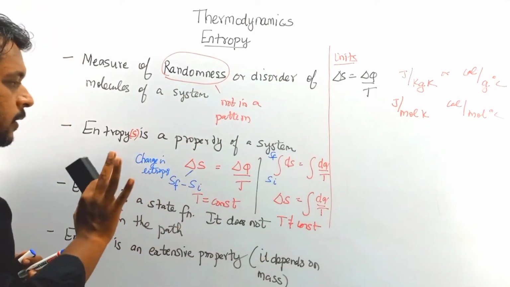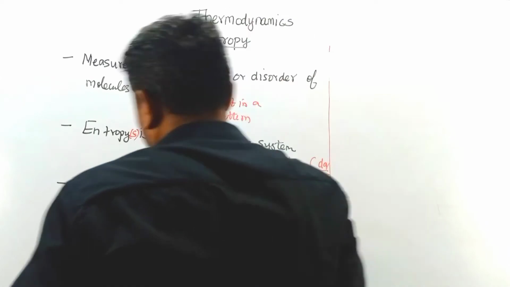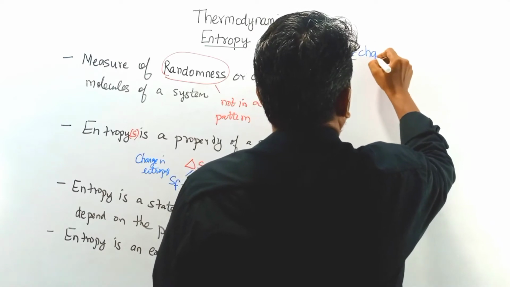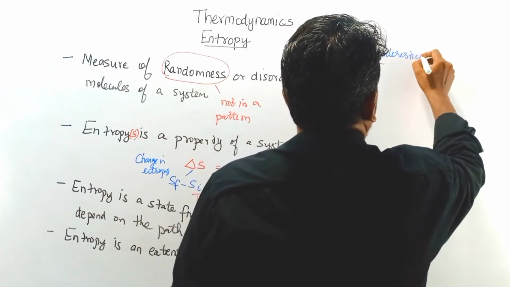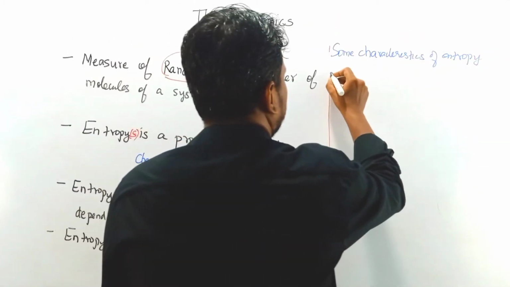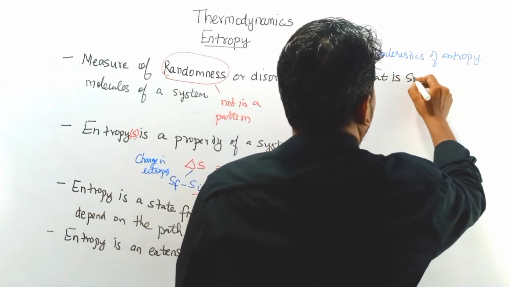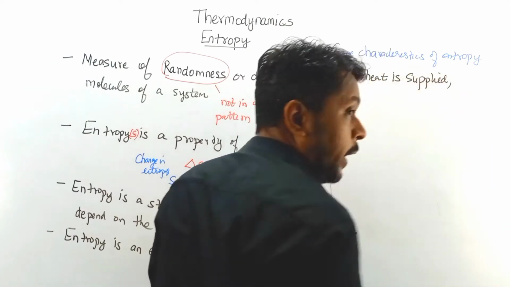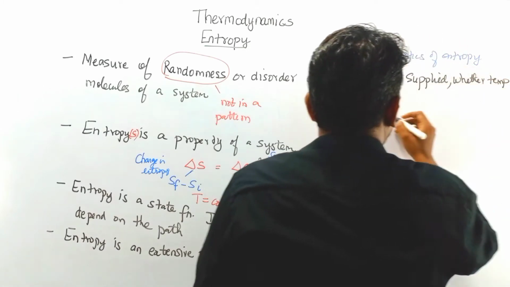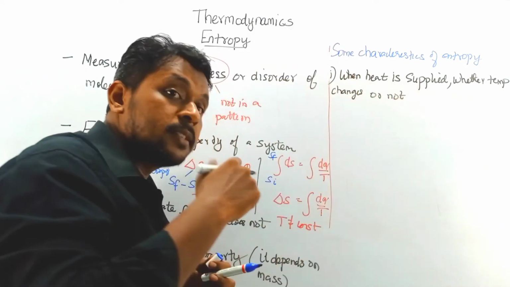Units of entropy and some points about entropy. Okay. Then some characteristics of entropy. So what are they? First point we have, when heat is supplied, whether temperature changes or not. See, whether temperature changes or not.